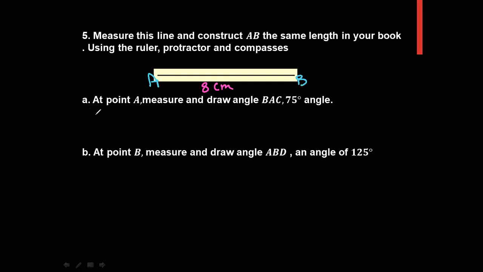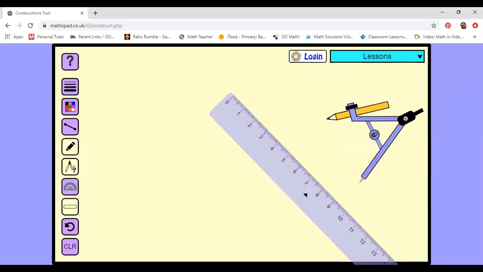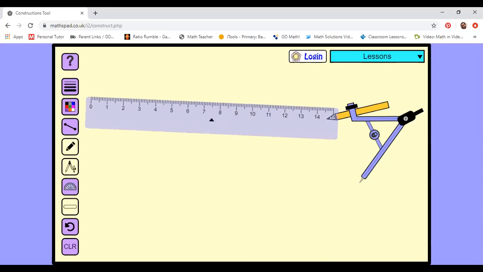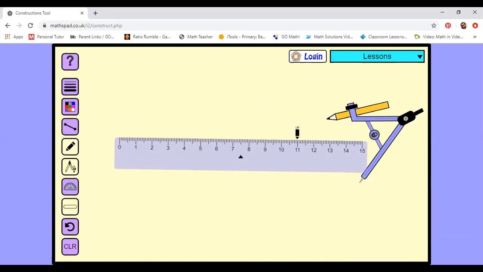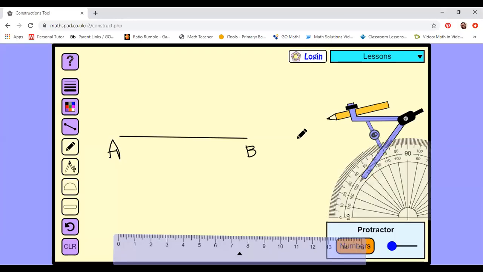Now I want to construct a 75 degree angle at the point A and a 125 degree angle at the point B. Let's stop the share and we will share with you a program for construction. We'll use the ruler first. We adjust our ruler, take our pencil and draw from 0 to 8. Now I have a line segment, here is A and here the second point is B.